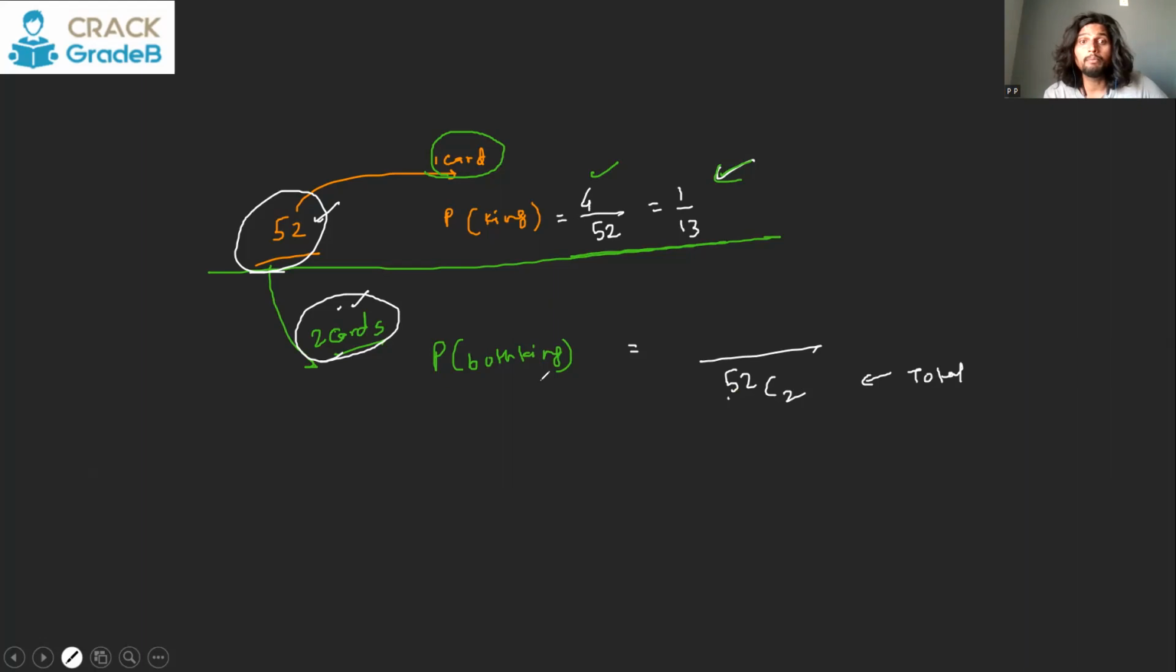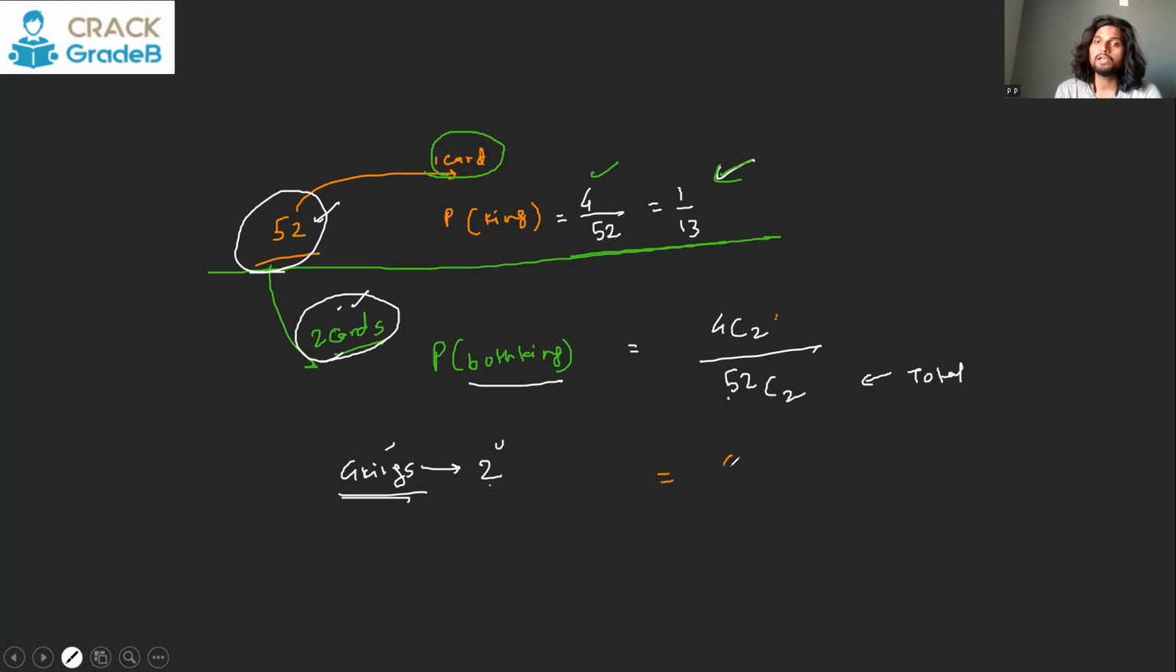But you want both to be kings. There are how many kings? There are 4 kings. Favorable cases are that you have to select 2 kings out of those 4. If you select 2 out of these 4, that is going to be your favorable case. So selecting 2 out of 4, you write 4C2. That is how you write the favorable cases.